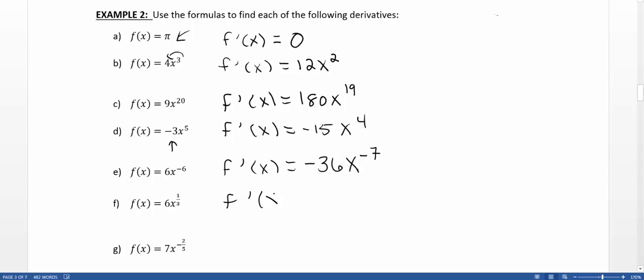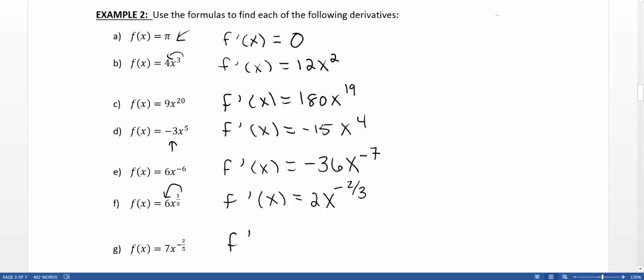For f, here we have 1/3. So the 1/3 is going to come down and multiply the 6. When you multiply 6 times 1/3, you get 2x. Now 1/3 minus 1 is negative 2/3. So we get 2x to the negative 2/3.